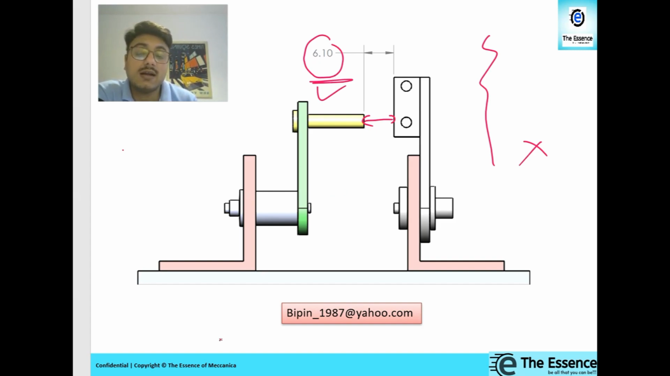Prepare the loop diagram, prepare the stack up table, send it to me on my mail ID. I will respond whether it is correct or wrong, and I will provide the full solution if you want. So this is one example.